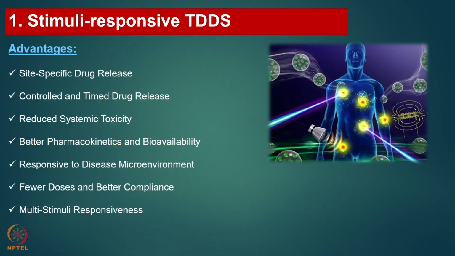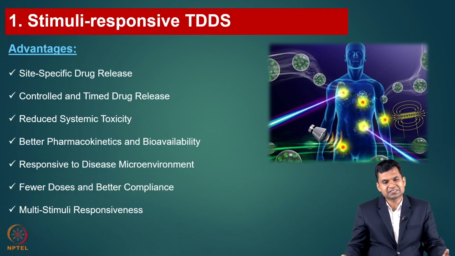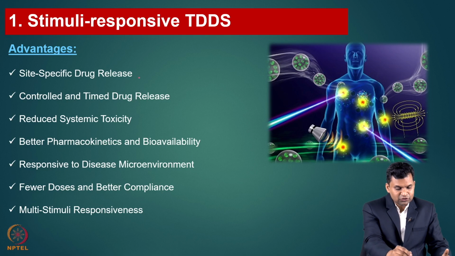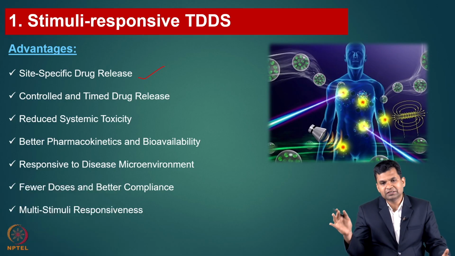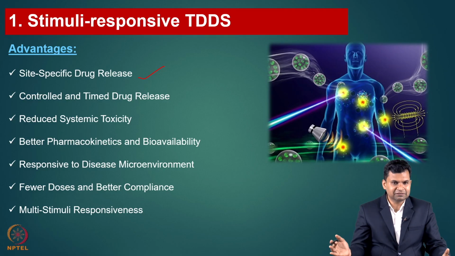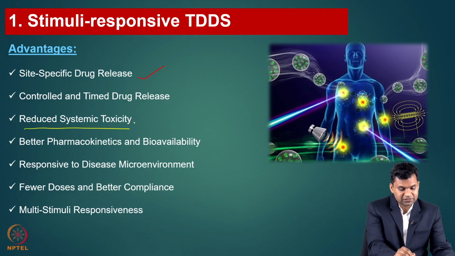With this, we will go forward and see the advantages of stimuli responsive delivery systems. In the picture you can see the magic bullets reaching particular cells with the targeting system. The first thing is that you can expect site specific drug delivery compared with conventional delivery systems. You can avoid all types of non-specific targeting, which happens with conventional delivery systems and leads to systemic toxicity.